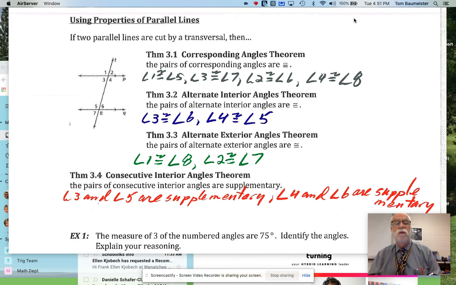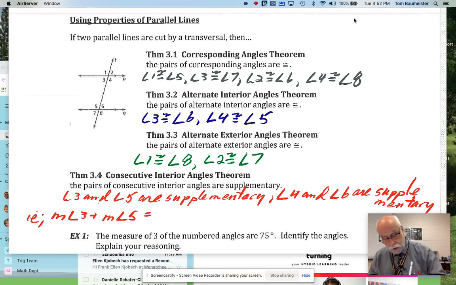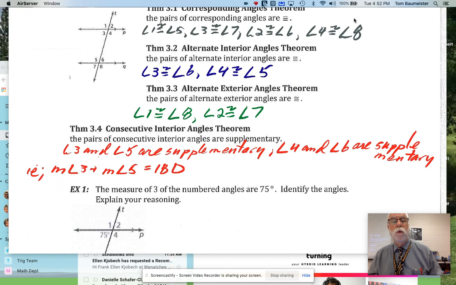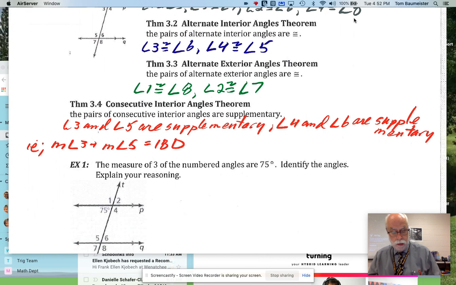And remember, what does supplementary mean? It means that their measures add up, i.e. the measure of angle 3 plus the measure of angle 5 is equal to 180. Same thing with angle 4 and angle 6. Since they're supplementary, their measures equal 180.